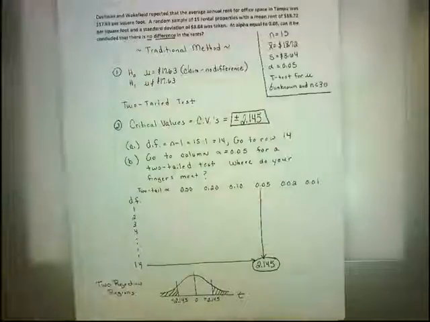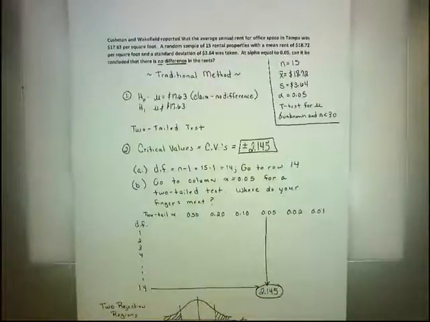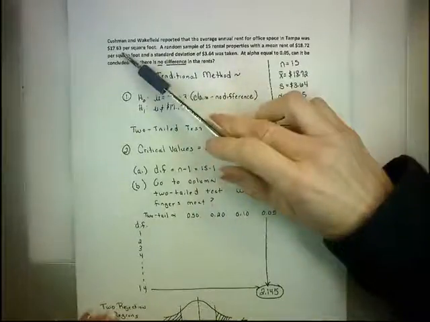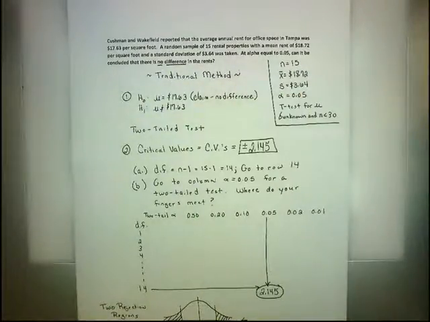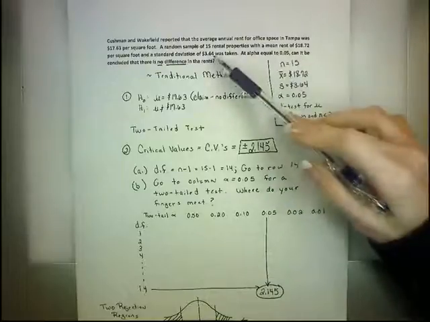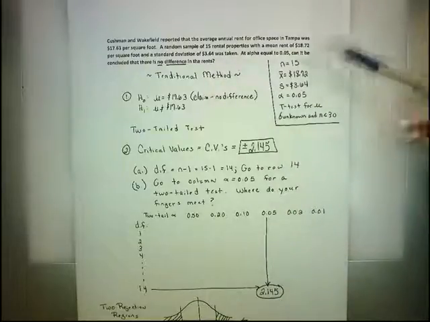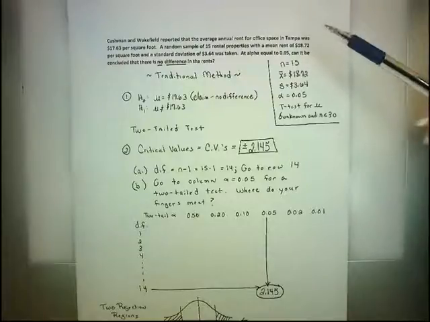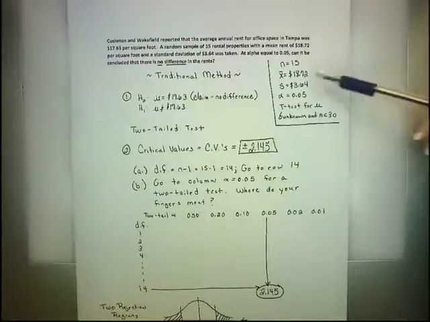Problem number 2. Cushman and Wakefield reported that the average annual rent for office space in Tampa was $17.63 per square foot. A random sample of 15 rental properties with a mean rent of $18.72 per square foot and standard deviation of 364 was taken. At alpha equals 5%, can it be concluded that there is no difference in the rents?